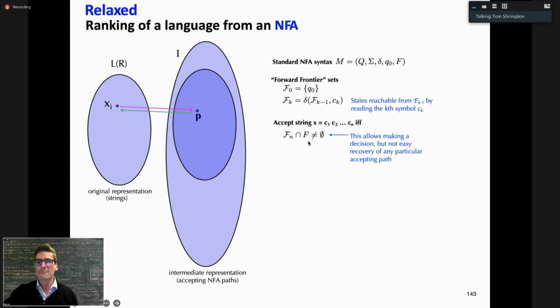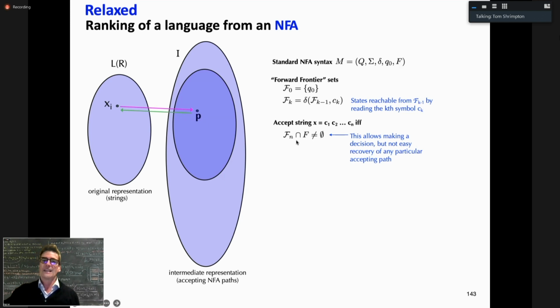You're keeping basically all of the possible paths that you could be following by reading the input string. And you accept if and only if you've read the entire string and, looking at the set of states that you have that are potentials, the intersection of all those states with the set of accepting states that are part of the syntax is non-empty.